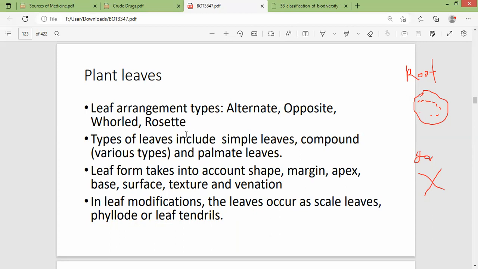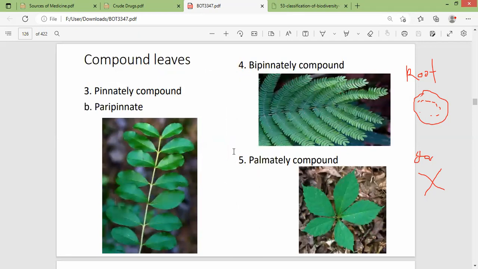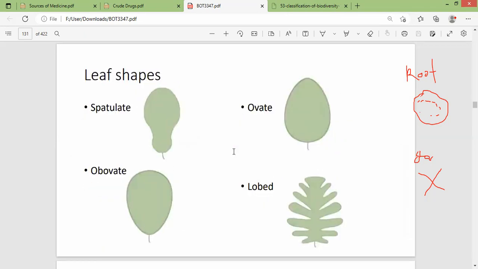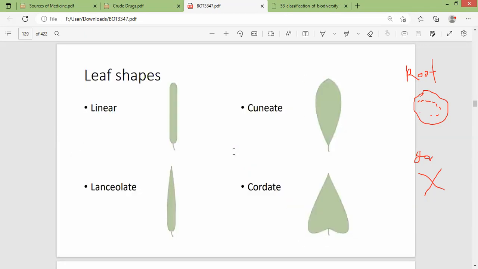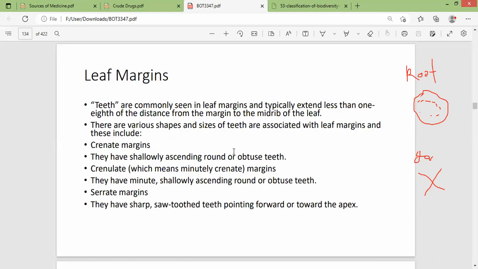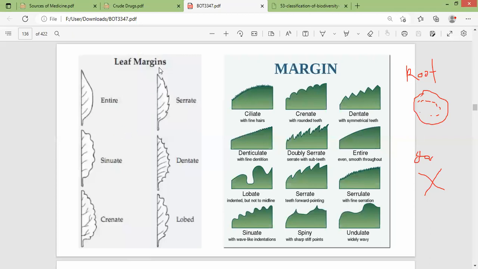Plant leaves, how they are arranged, alternate, opposite. We won't go into much detail because I haven't seen this ever being tested. Simple leaves, compound leaves. For leaf shapes, you can just know there are different types, round, elliptic, oblong. Again, I haven't seen it being tested, so I'm just skimming over this. The leaf margin can be smooth, serrated, dentate, crenate. All of these are types of leaf margins. Entire or smooth, serrated, dentate, sinuate, lobed.